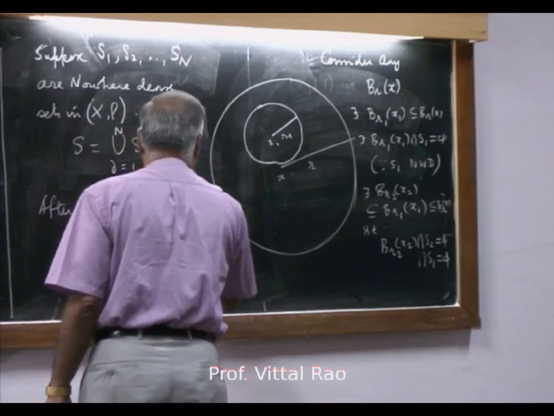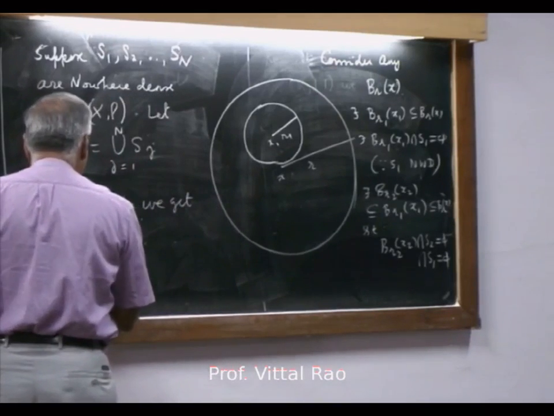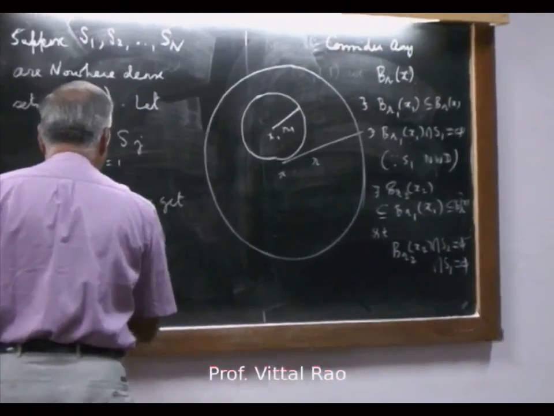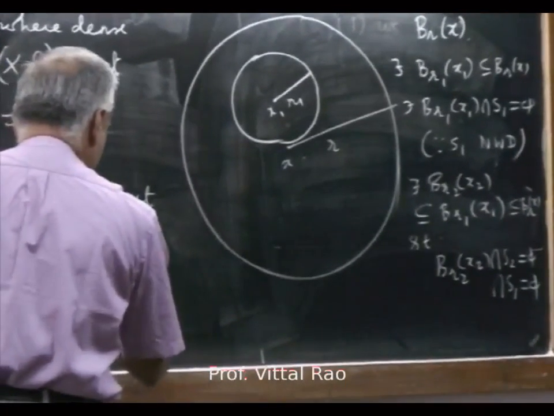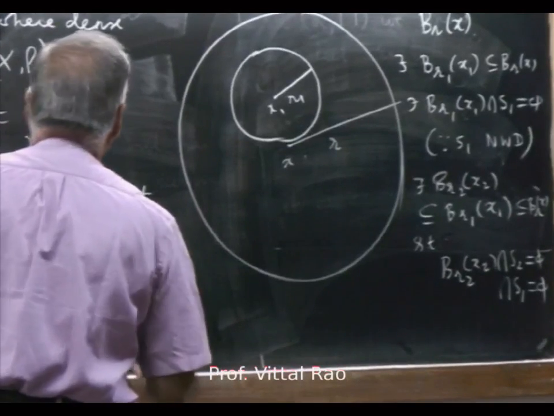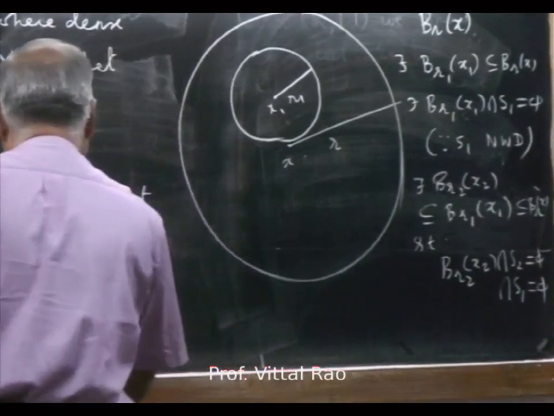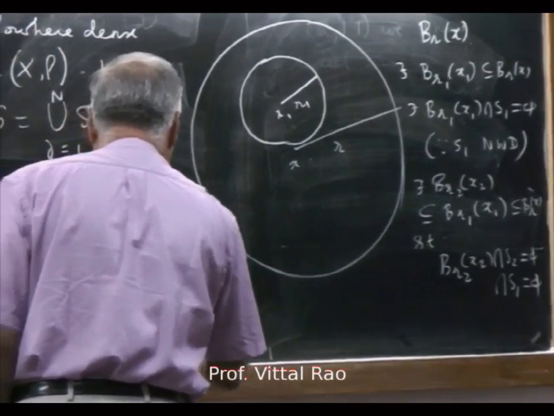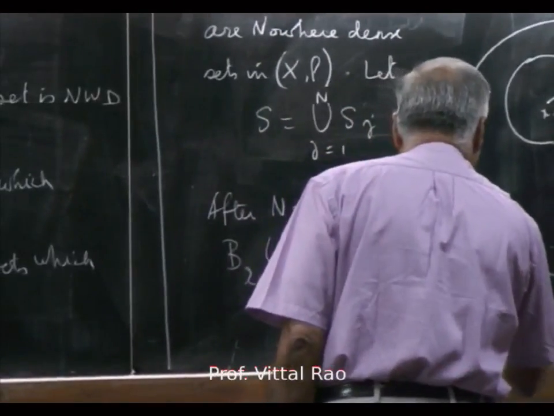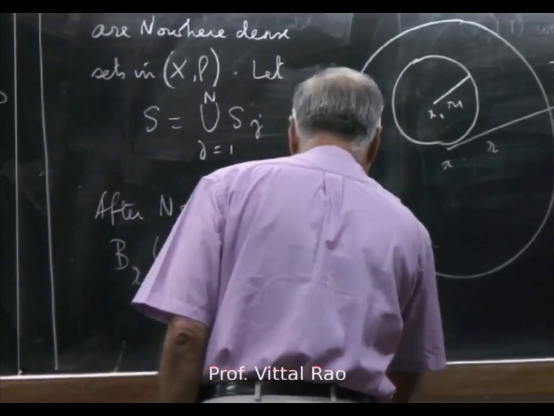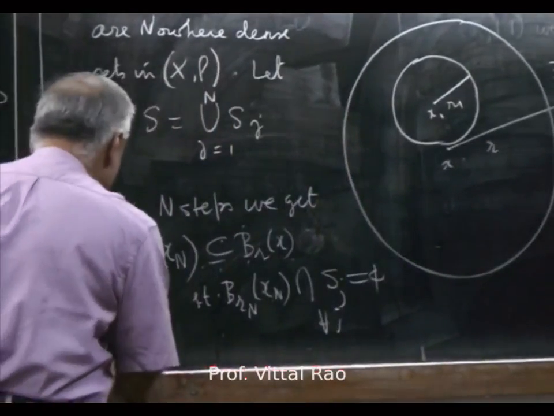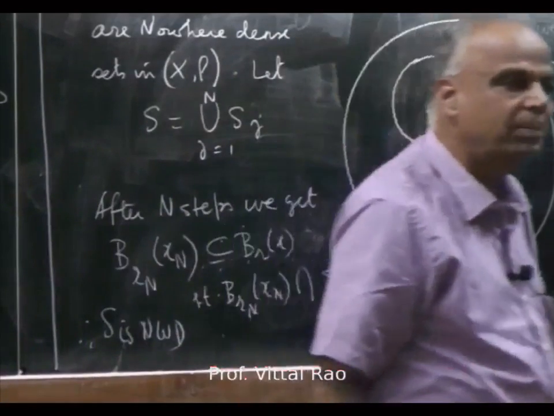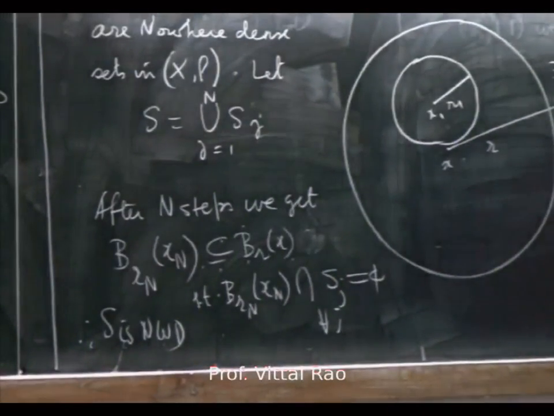After n steps we get B_{rn}(xn) contained in B_r(x) such that B_{rn}(xn) intersection S_j is empty for every j. Therefore, S is nowhere dense. We have completely avoided S. All points have been avoided.